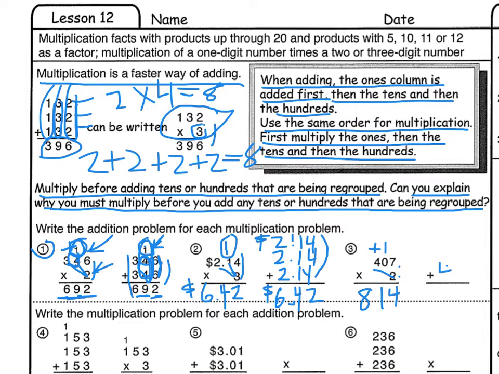Then I write over here this as an addition problem. 407 plus 407, because there's 2 of them. 7 plus 7 is 14. Regroup with the 1. 0 plus 0 is 0, plus the 1 is 1, and 4 plus 4 is equal to 8. Okay, pause the video if you did that wrong and fix it.